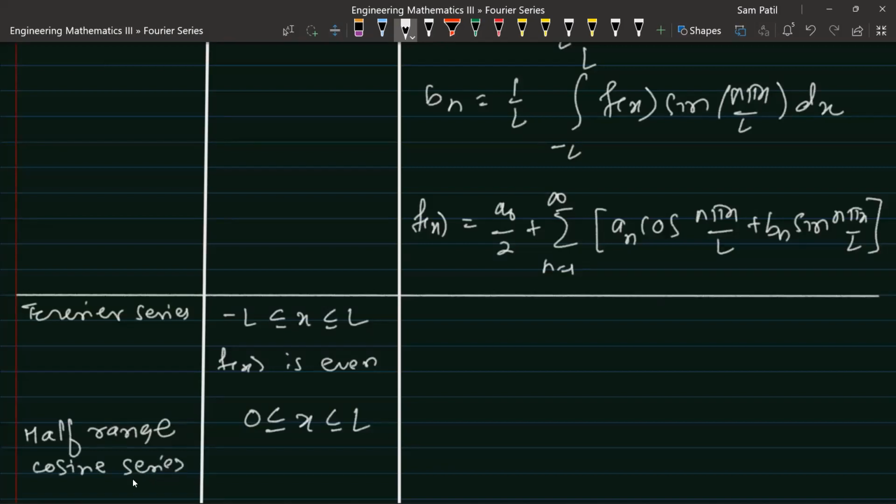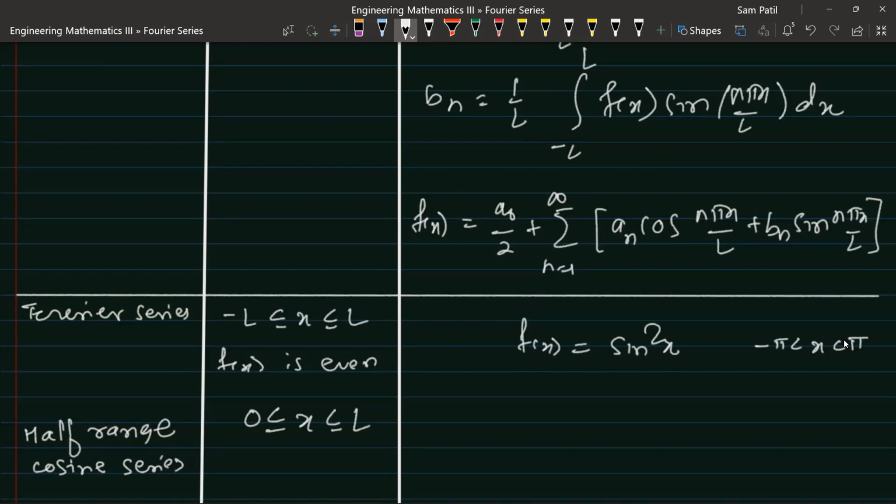This is called a half range Fourier cosine series. This is happening only when the interval is minus L to L and f(x) is even. Let me explain this with the help of an example. Suppose f(x) is equal to sin square x in the interval minus pi to pi.